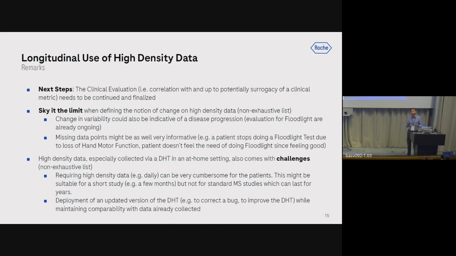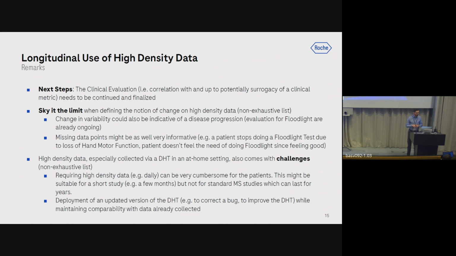What I find really fascinating on this topic is that the sky is the limit when you think about change on high density data. Here, we're still focused on this idea of a delta. We want the data to change and remain below a threshold for a certain amount of time. But we also started looking into other things, and that's a non-exhaustive list, but simply also looking at the change in the variance of your data. Is this indicative of a progression? So we have here colleagues, Vittorio, who looked into this to try to define how a change in variance is indicative of disease progression.